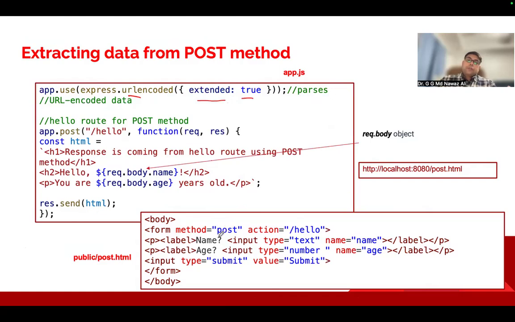Here our method is post, and the route is the same, hello. So it will match with this one, because the method is post here and the route name is hello. If you submit this form, it will go to this route. Since the method is post, the information will go as part of the request body, not part of the query. So you need to write request.body. And when you want to extract the information from the body, you need express.urlencoded to be set.